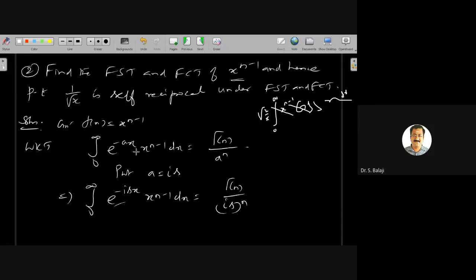Or in the above result, put a equal to is. Why are we not solving this problem with the help of the direct definition? You are using the gamma integral because x power n minus 1 is present. Put a equal to is: e power minus isx x power n minus 1 dx equals gamma n by is power n.